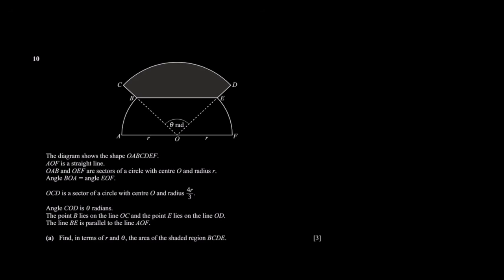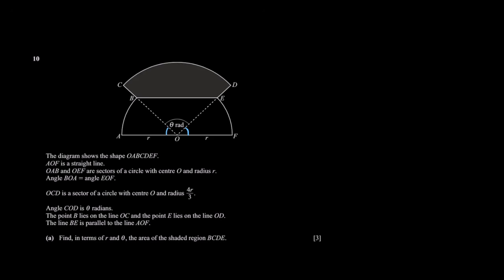Okay, question 10, which is a circular measure style of question, and I've shrunk it down so that we can fit it on the page. The diagram shows this shape. AOF is a straight line. OAB and OEF are sectors of a circle with center O, radius r. Angle BOA is equal to EOF. So in other words, we're told that this angle here is the same as that angle there. Those two are identical.